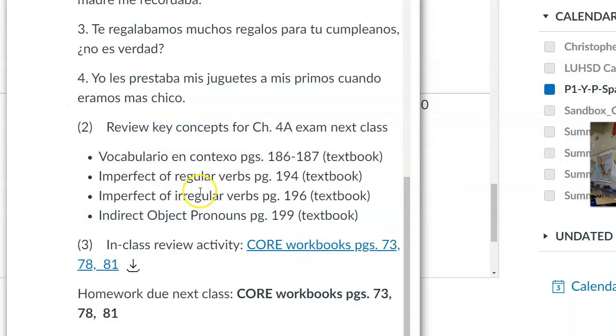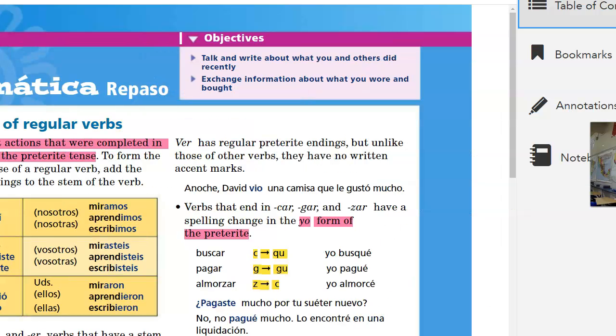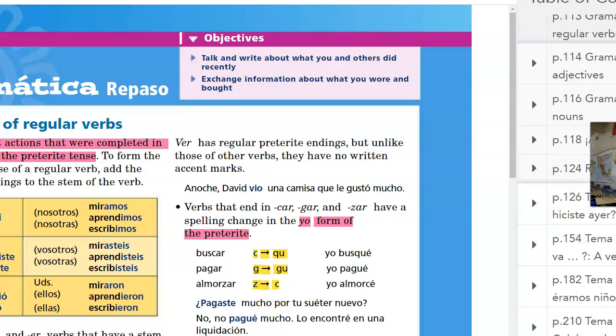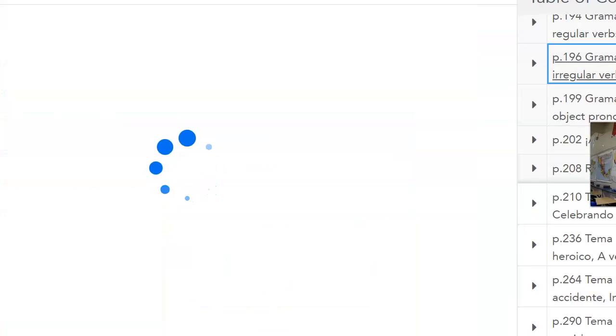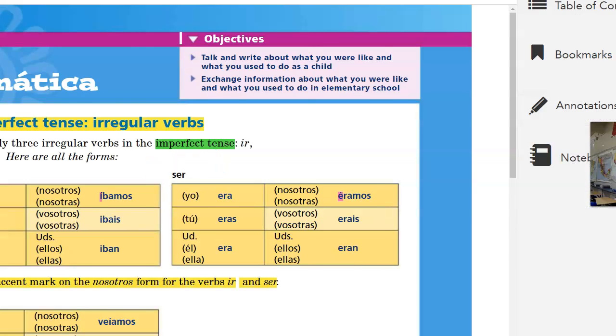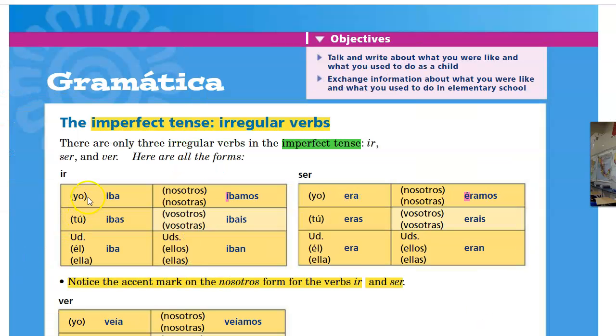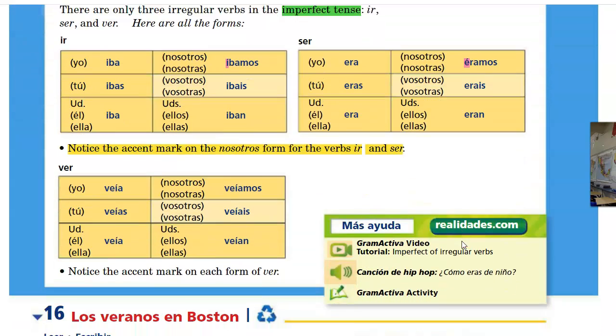Those are the regular endings of verbs in the imperfect. Irregular verbs are going to be on page 196, and remember there are only 3. The verbs ir, ser, and ver. Ir, ser, and ver follow a similar pattern of regular verbs in that the yo form and the el, ella, usted form are the same, and that the nosotros form carries an accent above that first vowel.